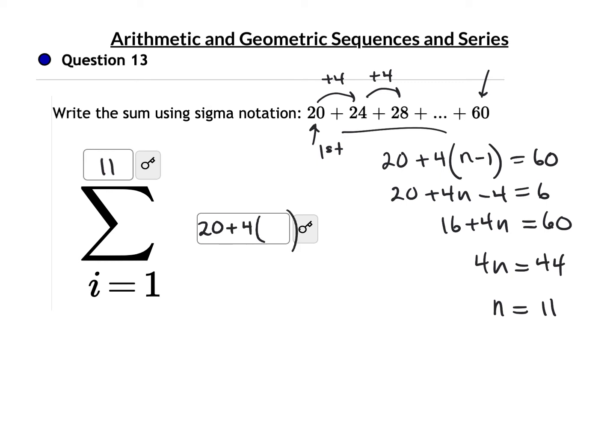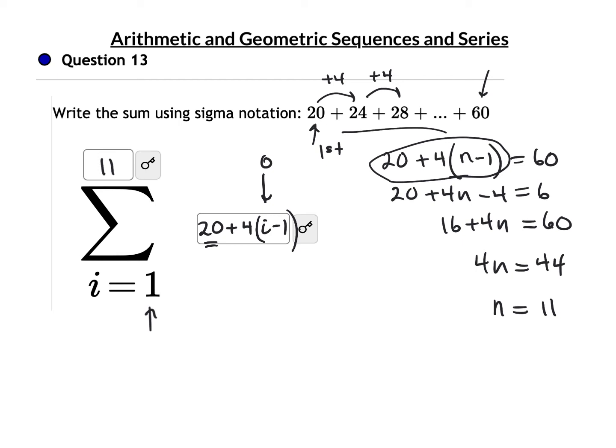Now, when I plug in 1, this needs to be 0, so I'm going to go i minus 1. When I plug in 1, 1 minus 1 is 0, 0 times 4 is 0, and my first term will be 20. Then after that, I'll be increasing by 4 every time. Notice how that's right here, and we're using i, not n.